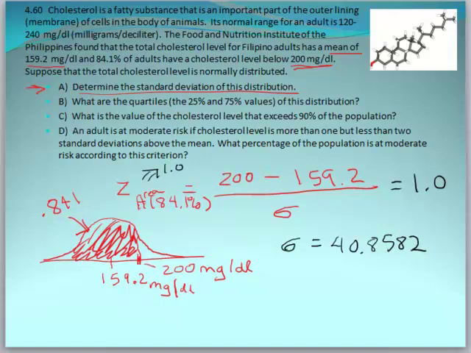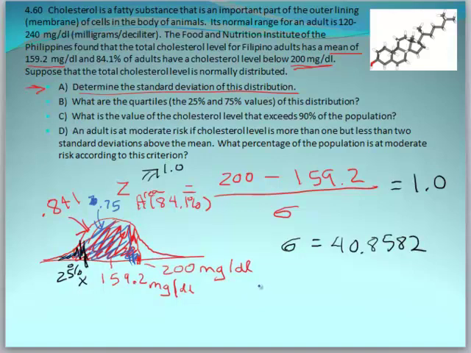Now for part B, what are the quartiles of this distribution? So what is the x value below which is 25% of the area and 75% of the area? Well, this is going to be pretty easy. We're looking for the x value below which is 25%, or 0.25, and the x value below which is altogether 75%, or 0.75. So all we have to do then is find the z values affiliated with 25%.